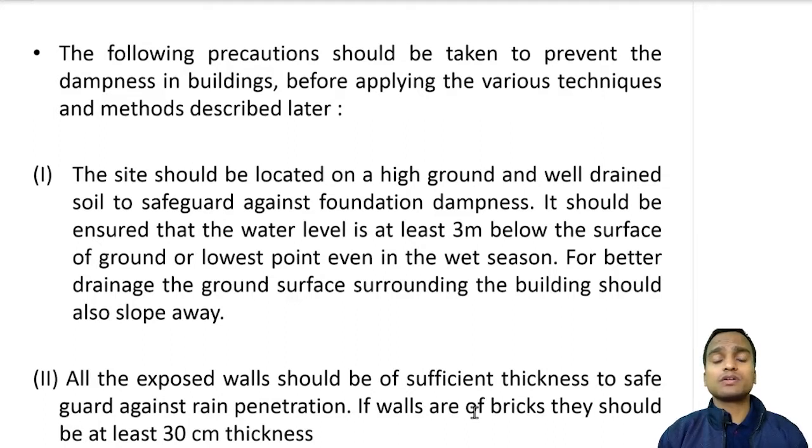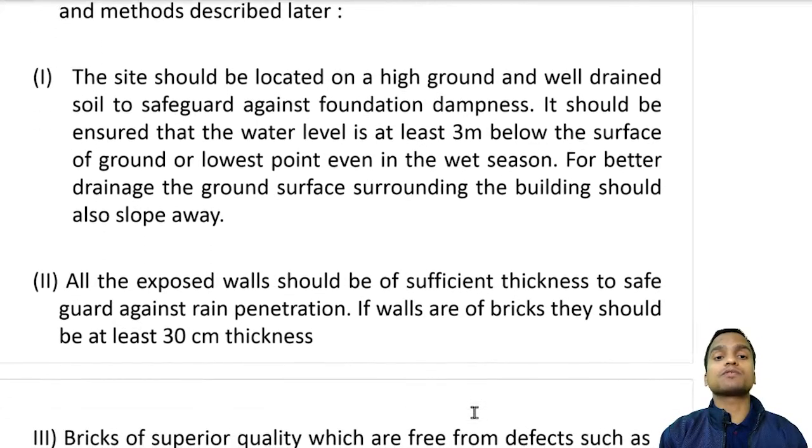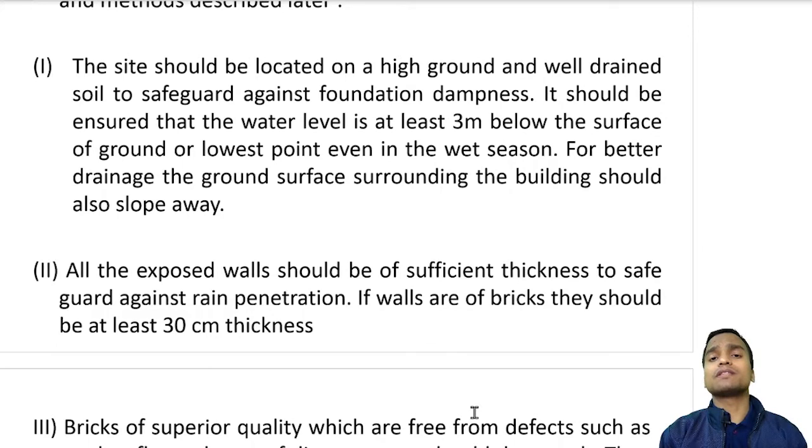All right. The first precaution is that the site should be located on high ground and well drained soil to safeguard against foundation dampness, and it should be ensured that the water level is at least 3 meters below the surface of the ground or lowest point, even in the wet season. For better drainage, the ground surface surrounding the building should also slope away. Basically our structure should be at height, there should be proper drainage, and the water table should be below.